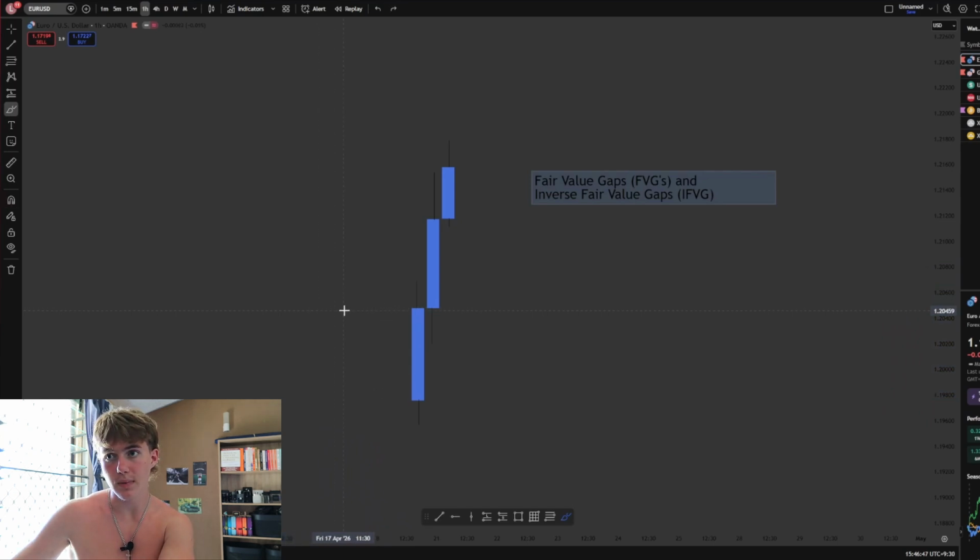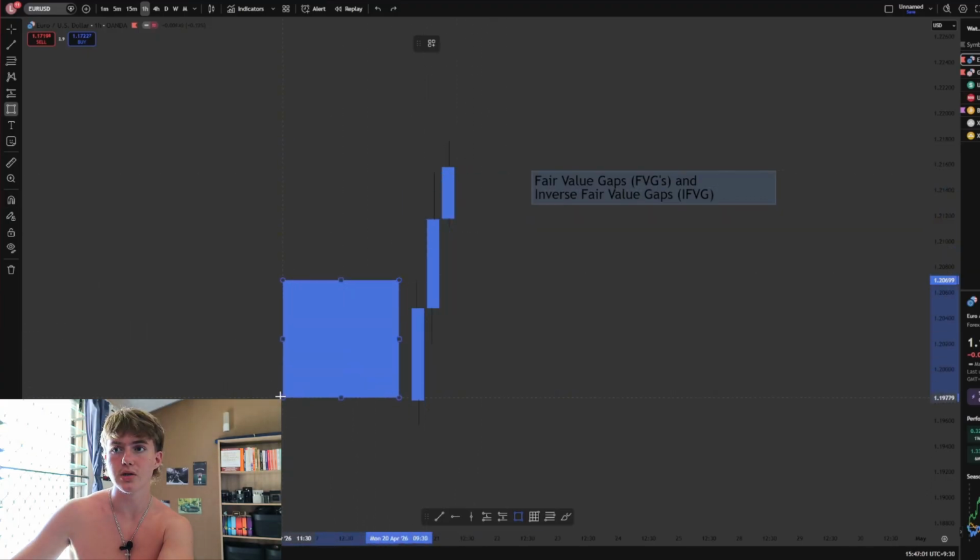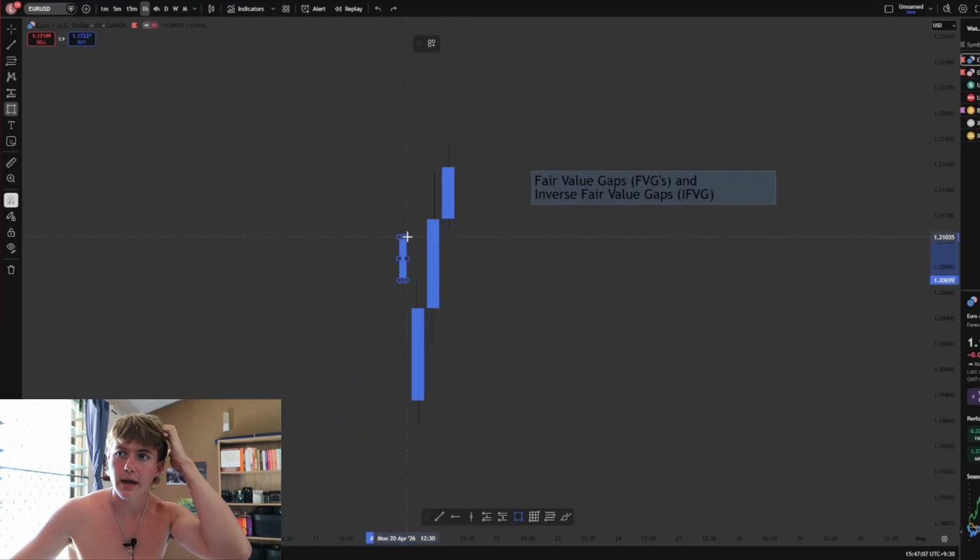So the gap is where price action didn't go on this candle, and it didn't go on the third candle. Oh wait, I can make a square. I'll hold down shift. Who knew that? And then there's a gap because this candle just blew right past this price action.